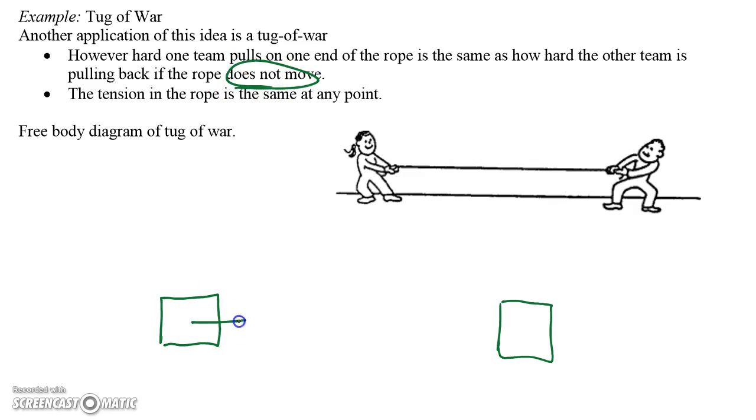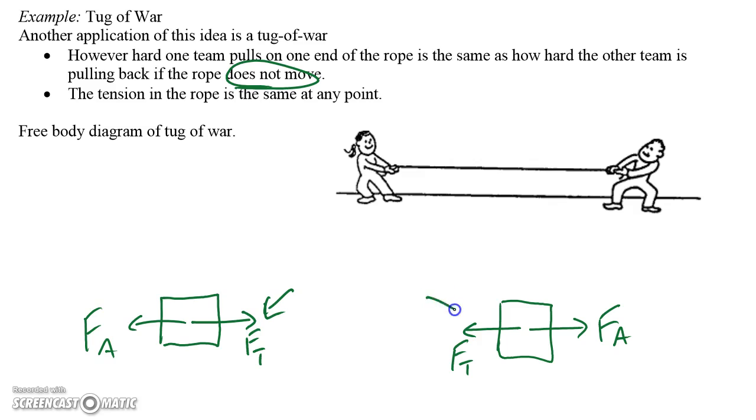So there's a force of tension this way on the rope, and there's a force of tension this way, and we are applying a force in the opposite direction. So that's our free body diagram. If we're not moving, those forces have to be balanced, and these have to be balanced as well. So these are equal. As long as the rope does not move, they are equal.